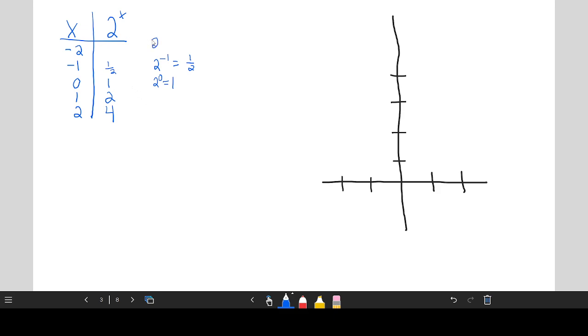And then for any other negative exponent, the negative part means we're taking the reciprocal of the base and then we raise it to the positive exponent. So since it's a negative exponent, our base becomes 1/2. We're raising 1/2 to a power of 2. So 1/2 squared, which is 1 squared over 2 squared, so that's 1/4.